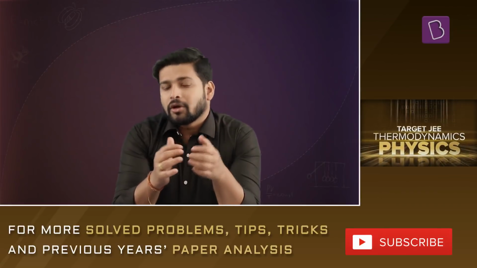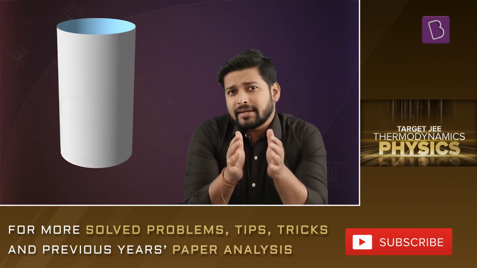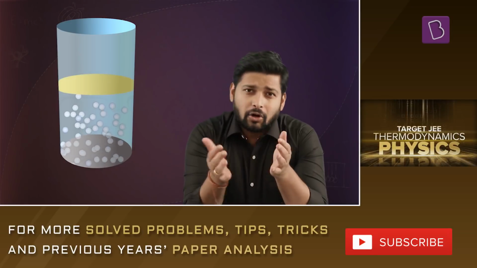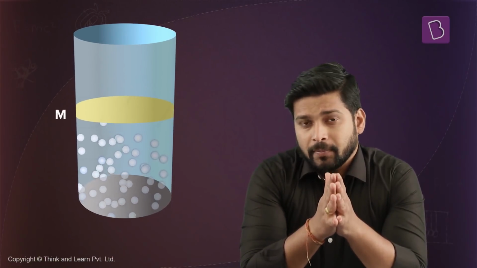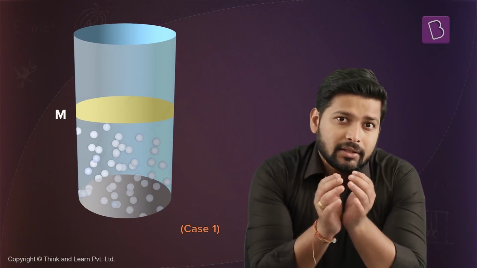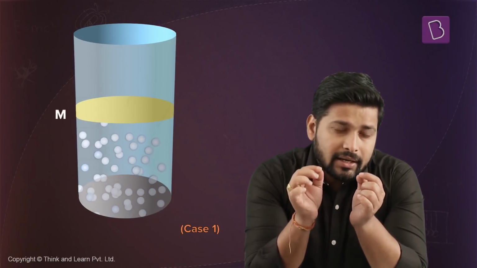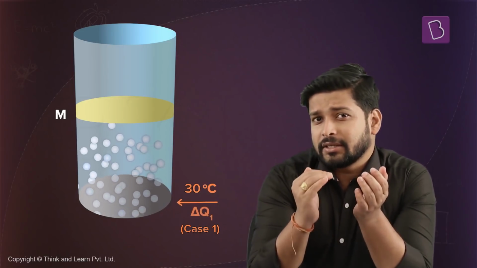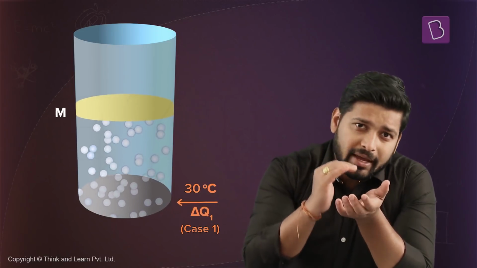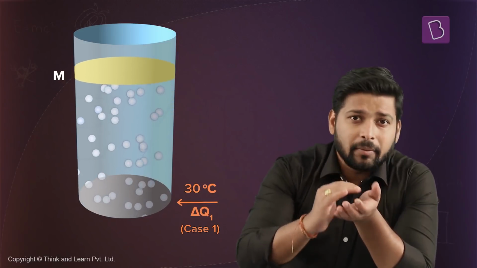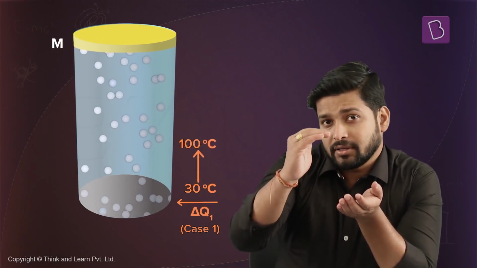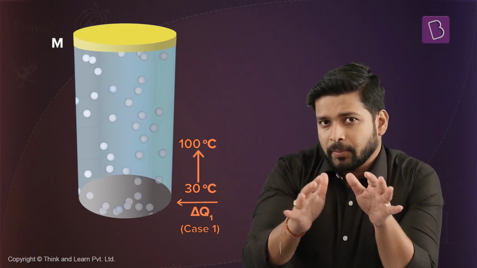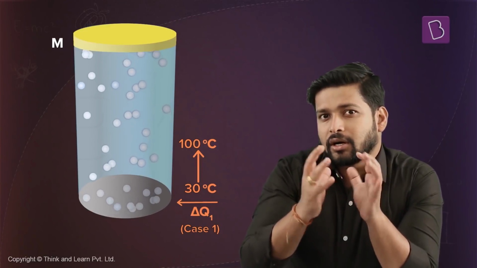So in this question, we have been given a cylinder, and this cylinder consists of an ideal gas. It also has a movable piston, and this piston has got some mass on it, right? Now, this ideal gas is at 30 degrees Celsius, and what we are going to do is we supply heat. All right, so the gas gets heated up, and the temperature of the gas becomes 100 degrees Celsius, right? And we stop there. Okay, so this is the first situation that's given to us.